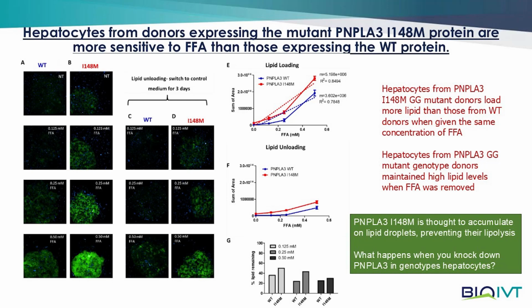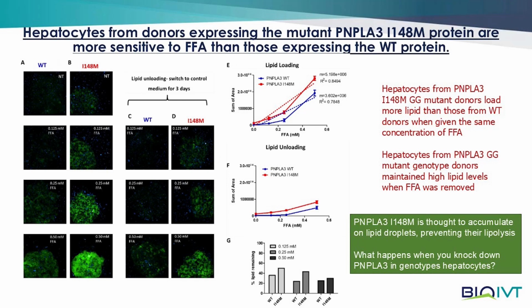So we treated with escalating concentrations of free fatty acid and essentially saw that those high-risk donors loaded more lipids, and that was true for multiple donors that we combined into one analysis. We also found that when we switched to a lean media in the next panel over, those PNPLA3 I148M donors had more trouble clearing out that lipid when they were switched to a lean media. So we know that the mutant PNPLA3 is thought to accumulate on lipid droplets to prevent their lipolysis.